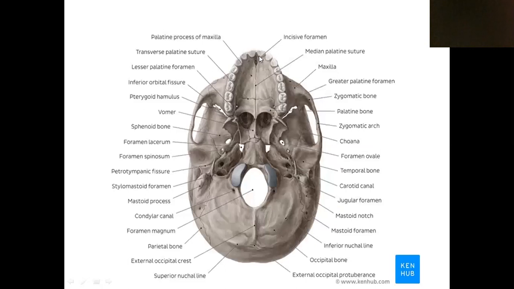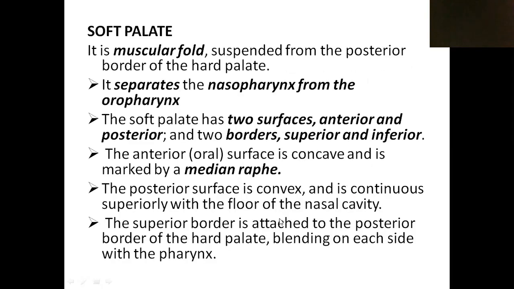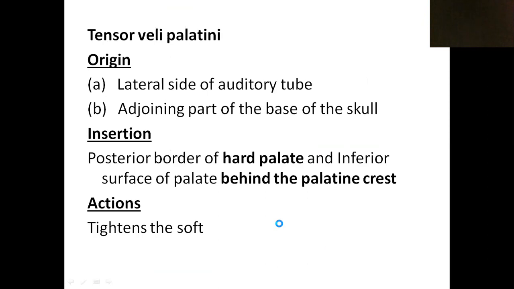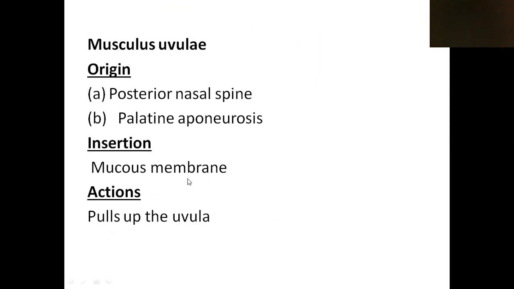See, this is the magnified view of this area. Okay, see, here we can see a spine-like projection. This diagram is very clear. This spine-like projection is what the posterior nasal spine is. So musculus uvulae arises from this posterior nasal spine. Okay, so origin from the posterior nasal spine and palatine aponeurosis.